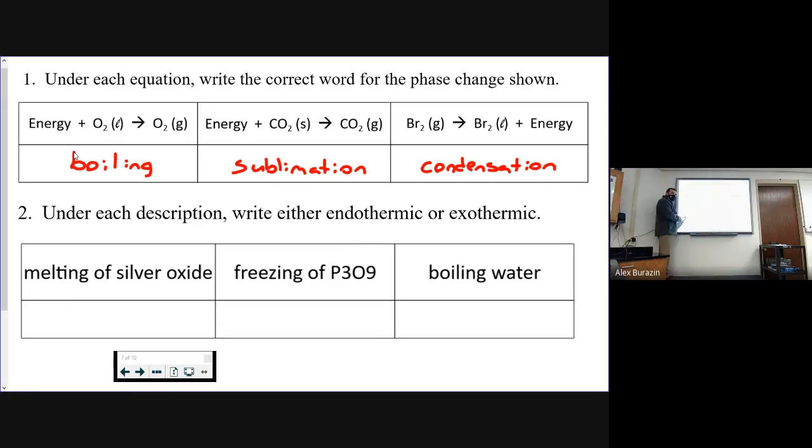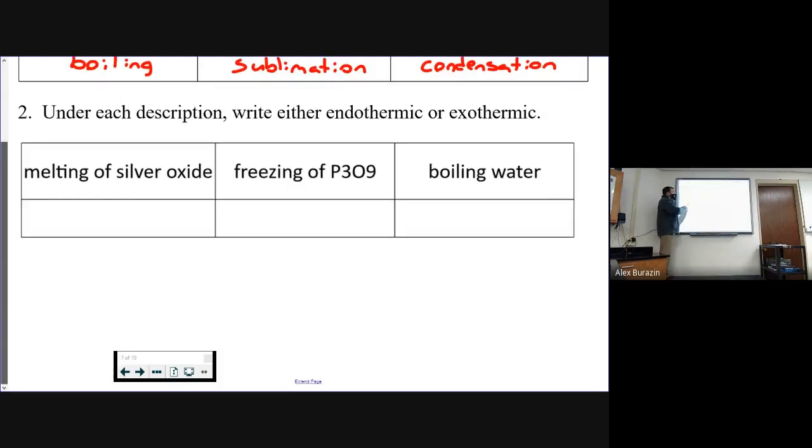Endo or exo? I am melting something, right? How do you melt something? Do I put energy in to melt it, or do I take energy away to melt it? Put it in. You're right.